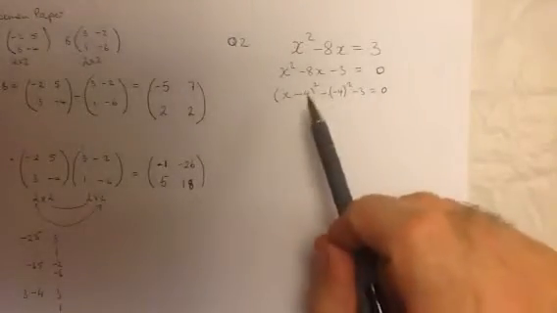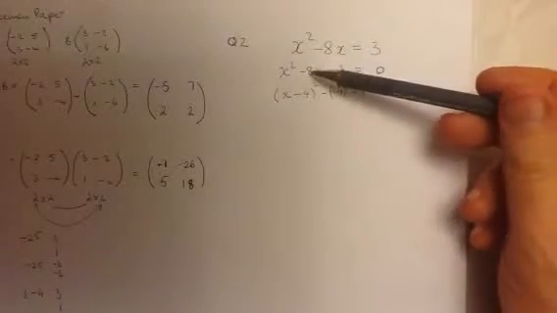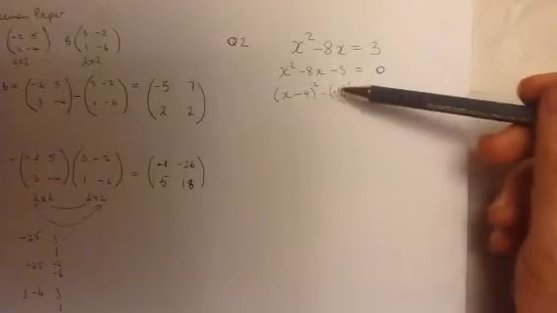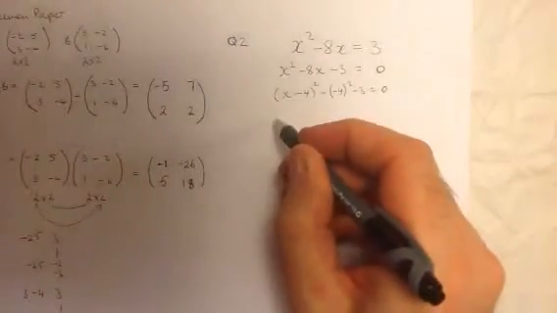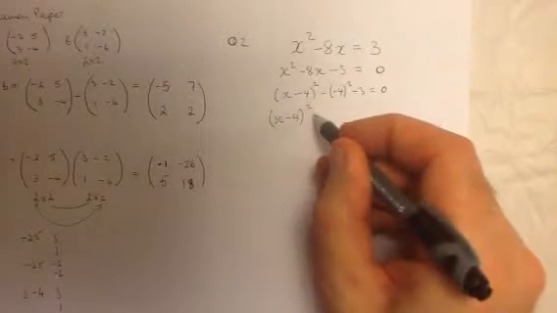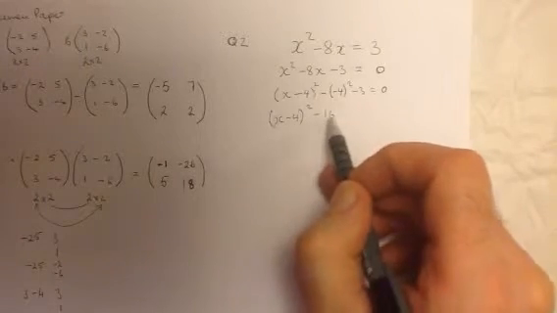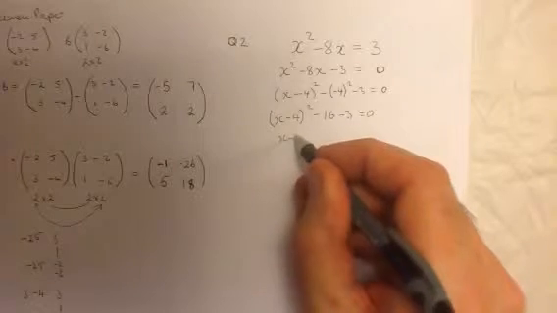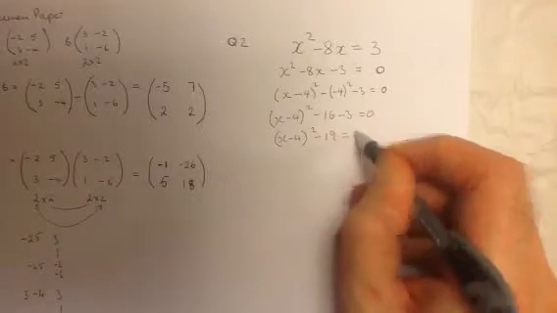And that method of completing the square is always what you do. When you've got 1x squared, you half the number of the x coefficient, and that goes inside the bracket, and you take away that number squared as well. So if we simplify that, we get (x - 4) all squared minus 16. Now be careful, -4 squared is 16, so it's -16. -16 - 3 is -19. So we've now got (x - 4) all squared minus 19 equals 0.